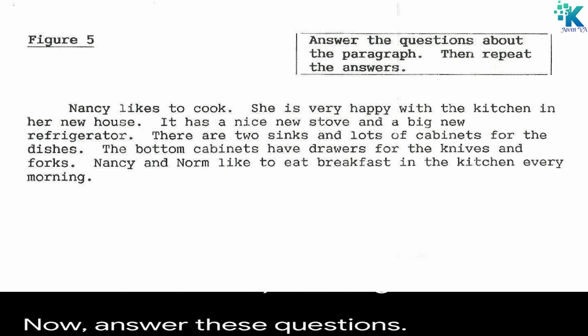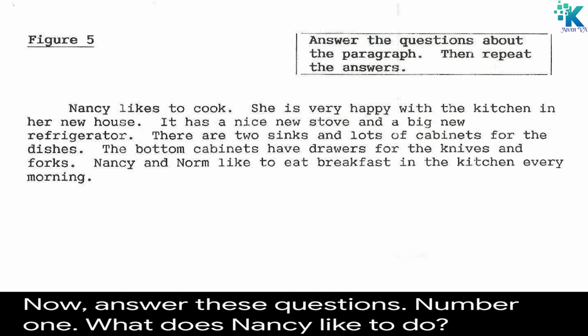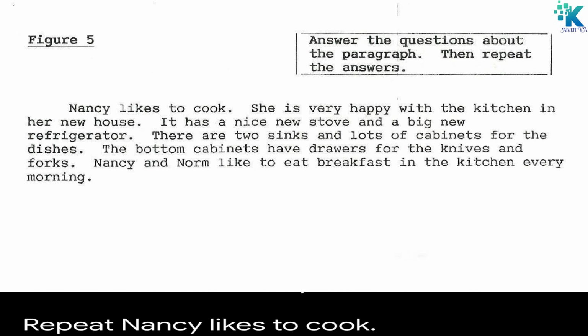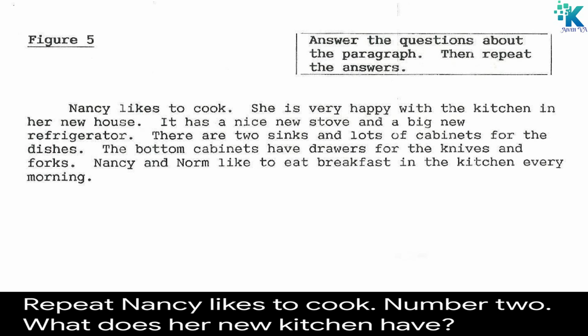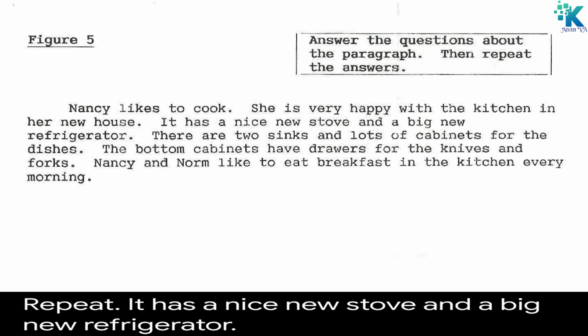Now answer these questions. Number 1. What does Nancy like to do? Repeat. Nancy likes to cook. Number 2. What does her new kitchen have? Repeat. It has a nice new stove and a big new refrigerator.